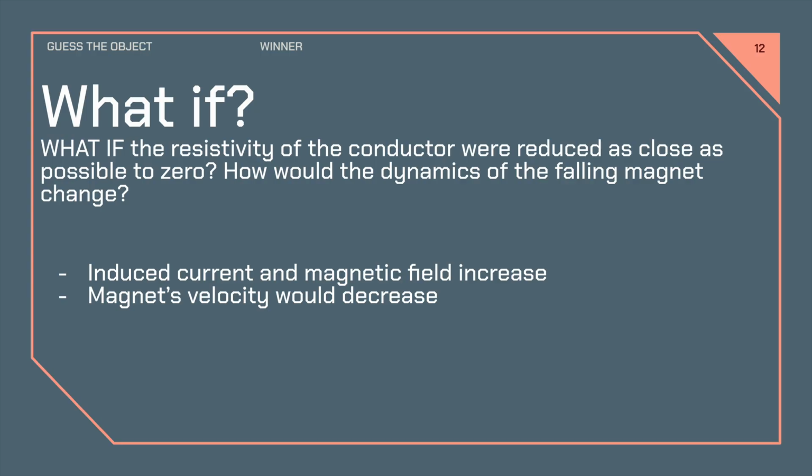Now moving on to the discussion questions. What if the resistivity of the conductor was reduced as close as possible to 0? How would the dynamics of the falling magnet change? The magnet's velocity would decrease because of the increase in induced current and magnetic force that would cause the braking to increase.